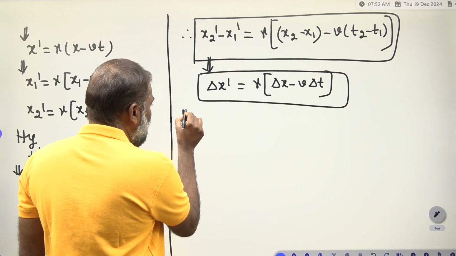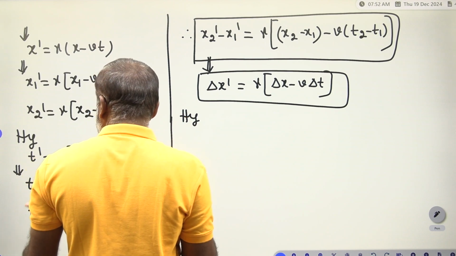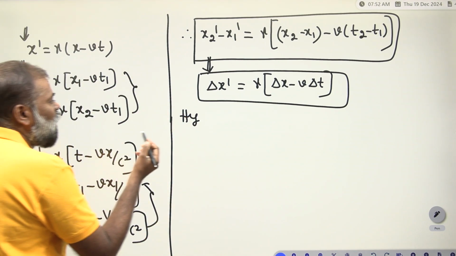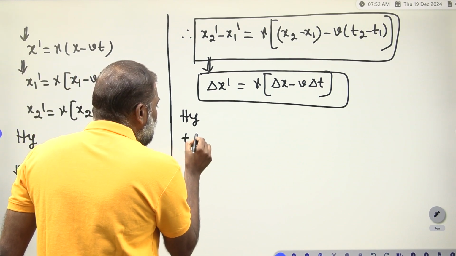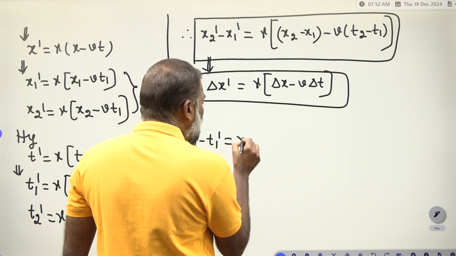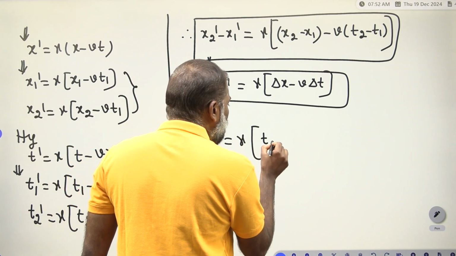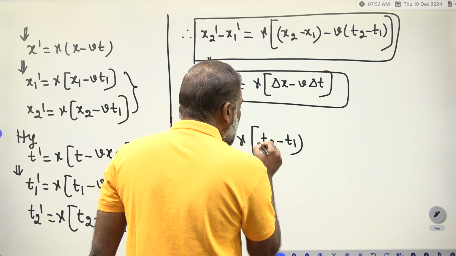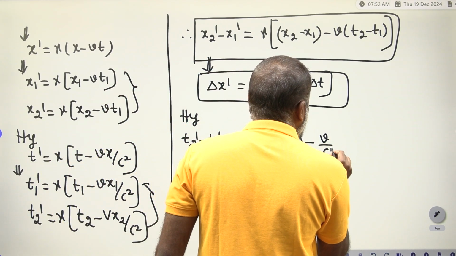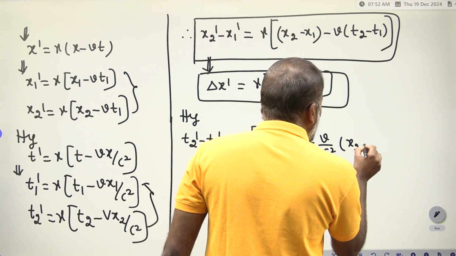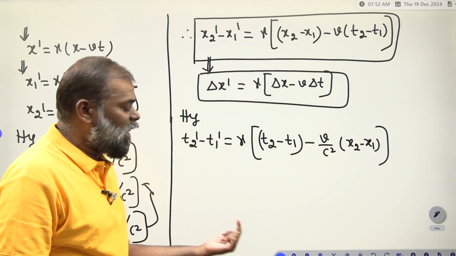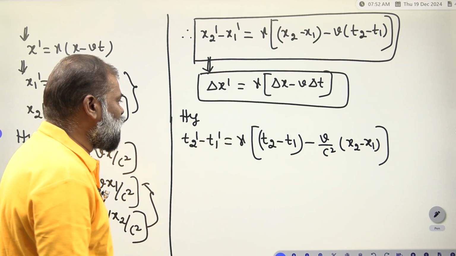And similarly, considering these two expressions, we can write t2 dash minus t1 dash is equal to gamma into t2 minus t1 minus v by c square into x2 minus x1.